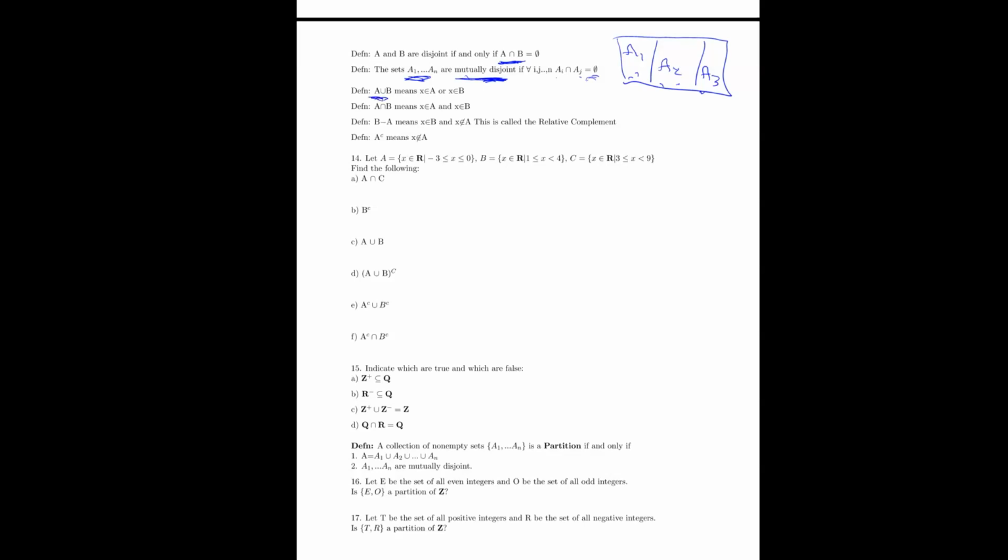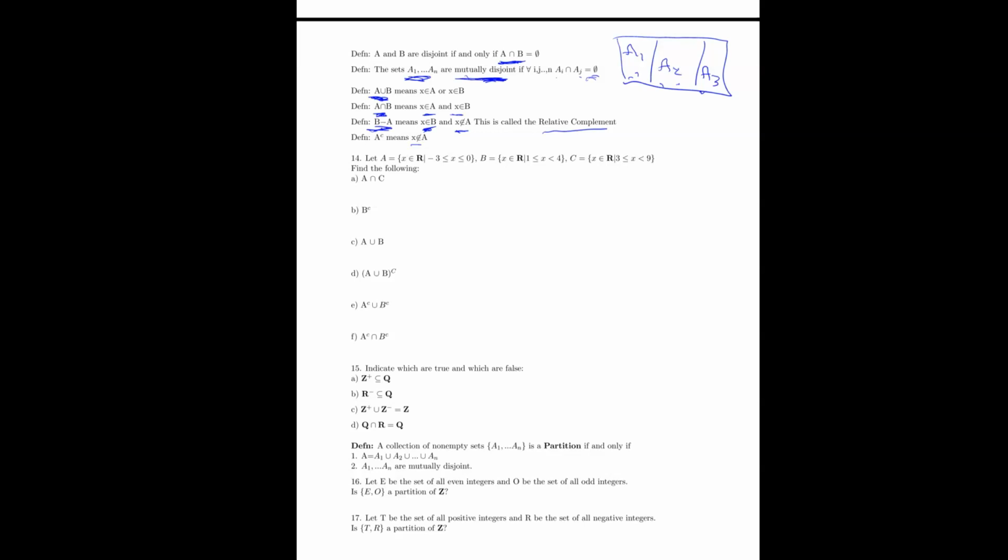This is OR: A or B means X is in A or X is in B. This is AND: X is in A and B means X is in A and X is in B. B minus A means it's in B, but it's not in A. This is called the relative complement. And if X is in A complement, that means it's not in A. All right, let's play with these.